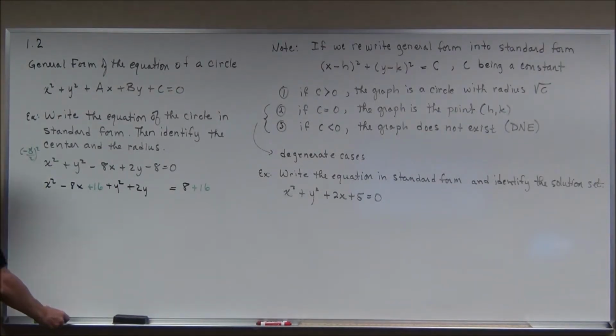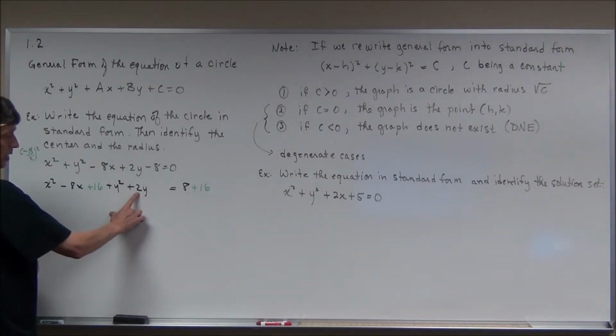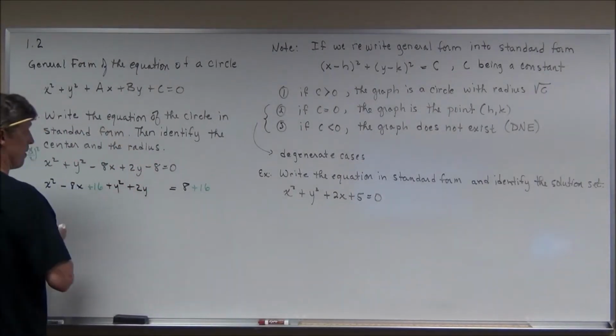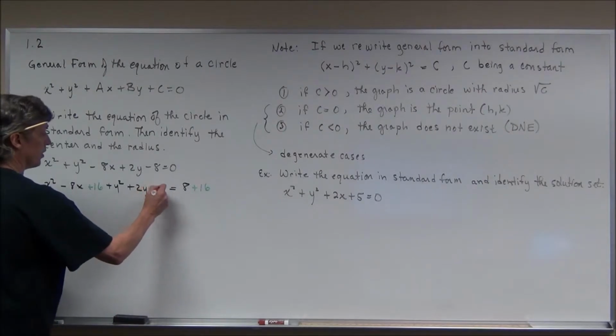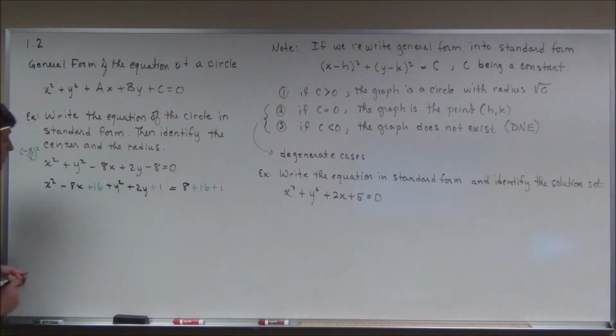Now I'll do the same thing here with the y's. I take the coefficient of the y, the linear term, which is a positive 2. I take half of that, which is 1, and I square it, which is positive 1. So I'm going to add 1 here. I'm also going to add 1 here to keep everything balanced and equivalent.